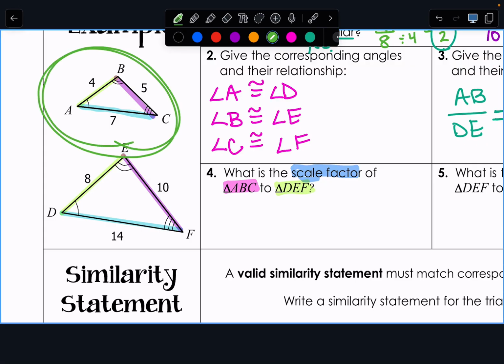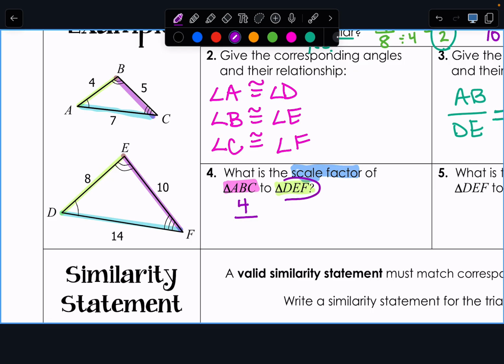Just say one of the three numbers. 4. Okay. So we took that from triangle ABC. Colton, what number matches with 4 in triangle DEF? 8. Okay. So our scale factor is 4/8, which can be reduced, and I expect you to reduce it. Okay. Our scale factor is really 1/2.